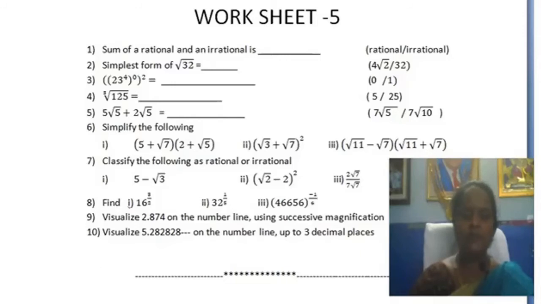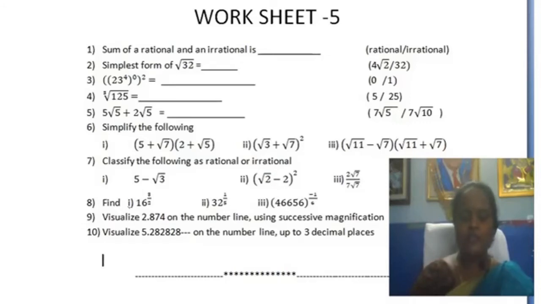Seventh question, classify the following as rational or irrational. First question, 5 minus root 3. Second one, root 2 minus 2 whole square. Third one, 2 root 7 by 7 root 7. Eighth question, find 16 power 3 by 2. Second one, 32 power 1 by 5.